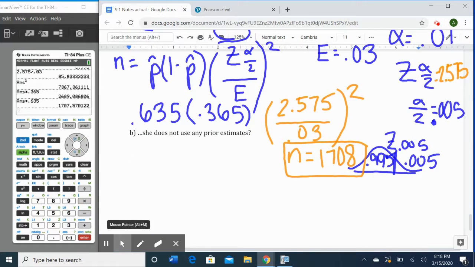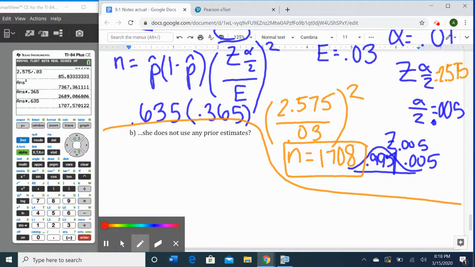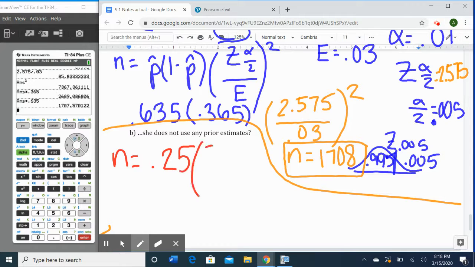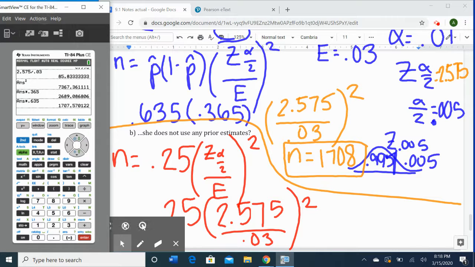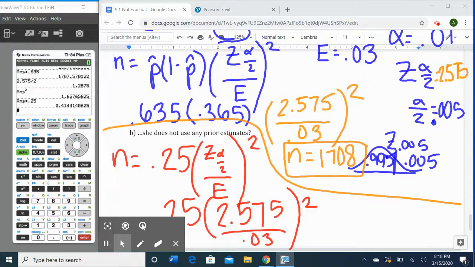And then if I don't have any prior estimates, then I use the second formula. So I use n is equal to 0.25 times z sub alpha over 2 divided by E squared. And so z sub alpha over 2 is still 2.575 divided by E, which is still 0.03, squared. So then I go to my calculator, 2.575 divided by 2 squared times 0.25 gives me my total.